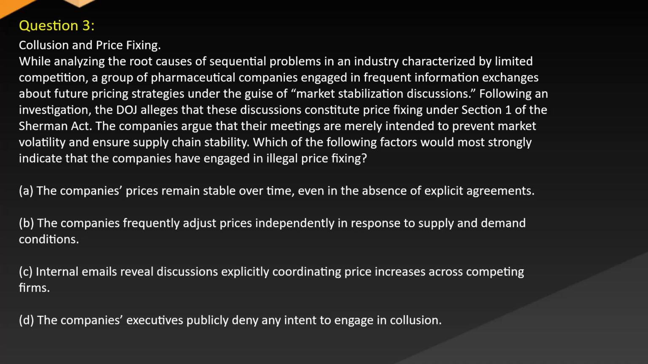Which of the following factors would most strongly indicate that the companies have engaged in illegal price fixing? A. The companies' prices remain stable over time, even in the absence of explicit agreements. B. The companies frequently adjust prices independently in response to supply and demand conditions. C. Internal emails reveal discussions explicitly coordinating price increases across competing firms. D. The companies' executives publicly deny any intent to engage in collusion.